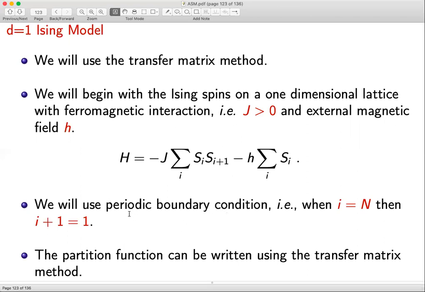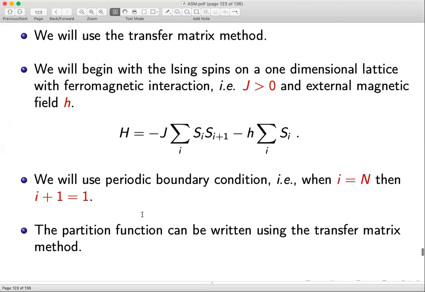Now, of course, one can do various other things. One can choose free boundary condition. That means the first site is a boundary site, the Nth site is a boundary site, and you can just keep them as boundary spins and allow them to fluctuate any which way they want without having any interaction on one side. On the other side, of course, there is a lattice. But we will stick to periodic boundary condition.